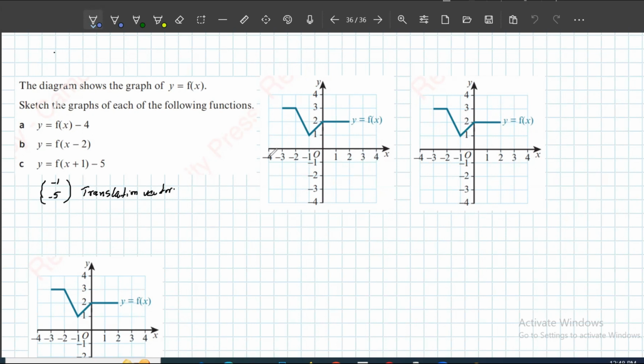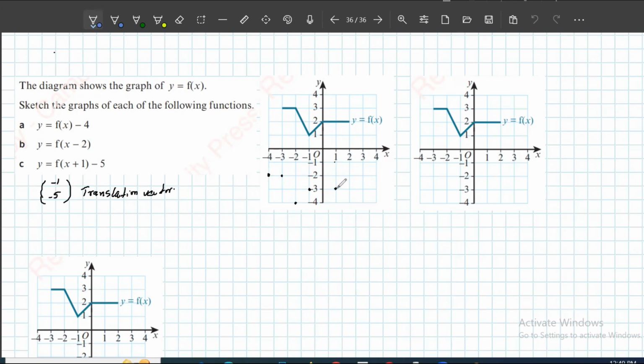So 1 unit left and 5 units down, 1 2 3 4 5. This is my first point. Of course, the second point is here. From here, 1 unit left and 1 2 3 4 5. It's here. And this one, 1 unit left and 5 units down, 1 2 3 4 5. This point is here. And lastly, this one, 1 unit left, and we have 5 units down, 1 2 3 4 5.